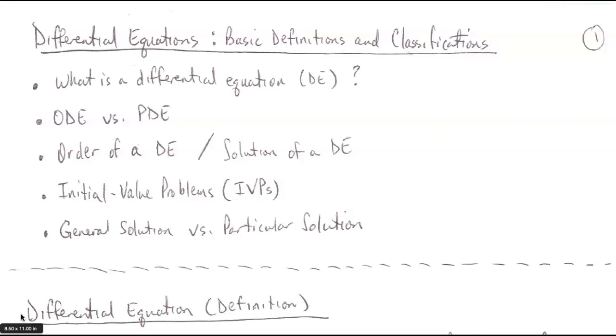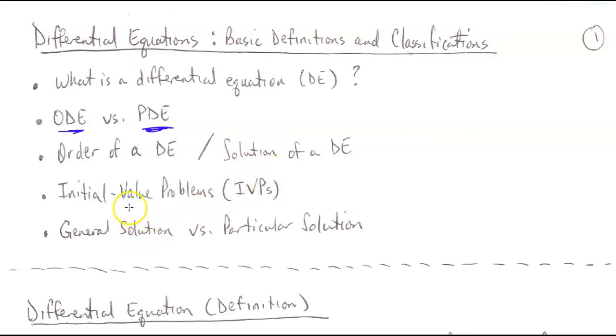So we will cover what is a differential equation, what is the difference between an ODE, which is representative of an ordinary differential equation, versus a PDE, which is the acronym for a partial differential equation. We also want to talk about what is meant when we say the order of a differential equation, as well as what is the solution to it.